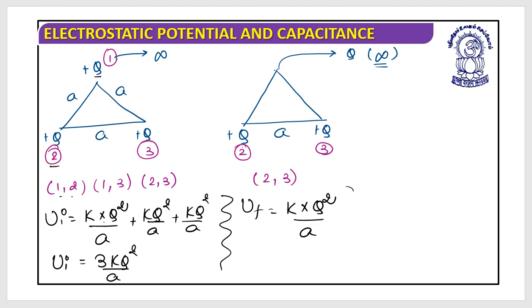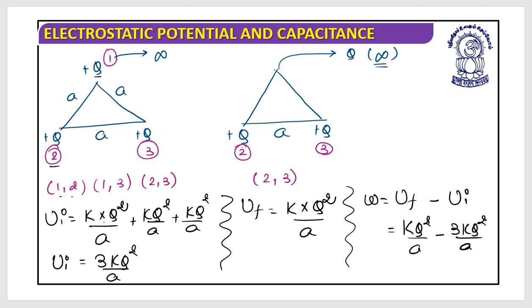Yes. Now what is the work done? The work done should be equal to, let's say, final minus initial. This is the work done. This final is kq square by a. The initial is minus 3kq square divided by a. So that should be kq square minus 3kq square, which is minus 2kq square divided by a. This is the work done. Yes, I hope this should be your answer. Is it? Yes.